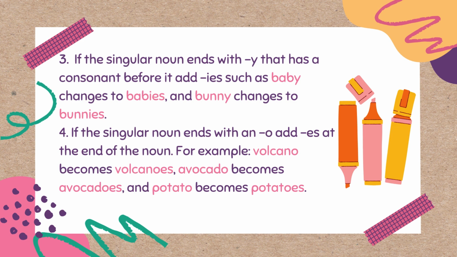Rule number 3, if the singular noun ends with y that has a consonant before it, we add ies, such as baby. It changes to babies. Bunny changes to bunnies. Rule number 4. If the singular noun ends with an o, we add es at the end of the noun. For example, volcano becomes volcanoes. Avocado becomes avocados. And potato becomes potatoes.